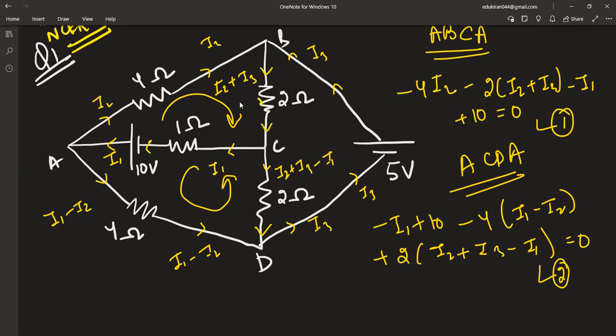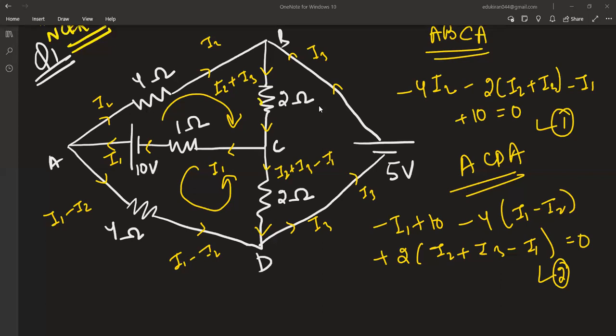So what will we do? We will construct one more equation because we have one more loop over here, so we can choose that loop. I will just discuss how to write the equations with you, because solving the equations all of you will be able to do. But this can be very confusing in the starting.